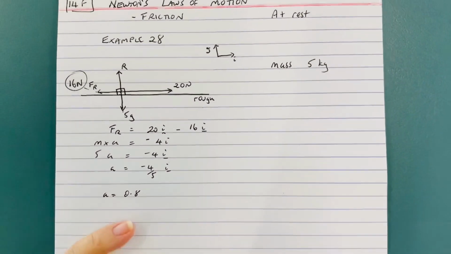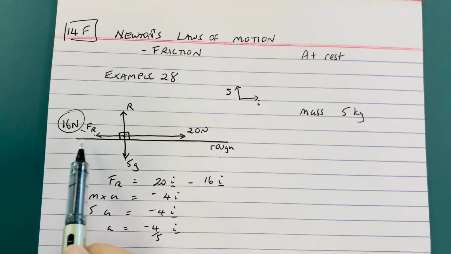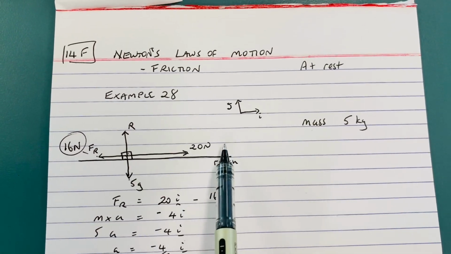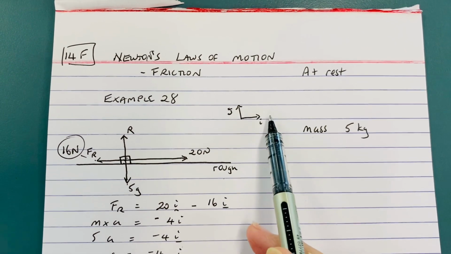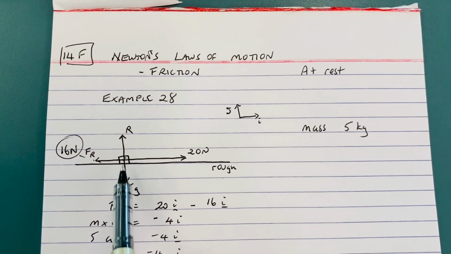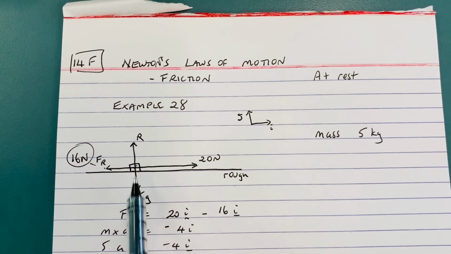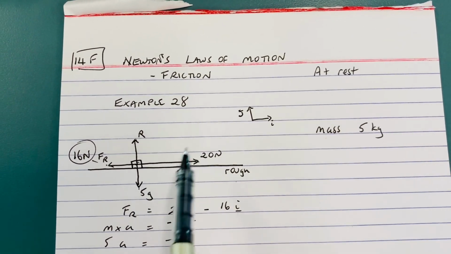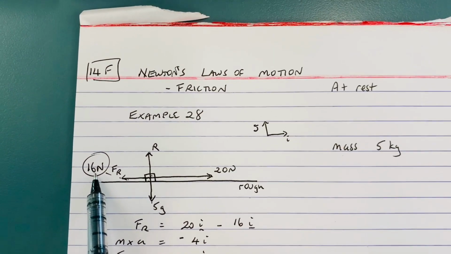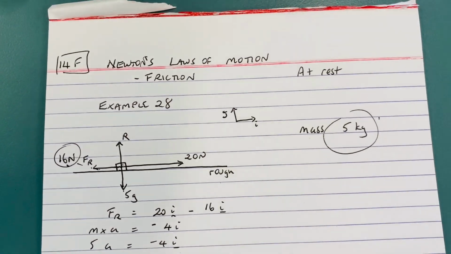So let's set this up. We're on a rough horizontal plane. We have 20 newtons going in our positive direction. We've set up our i horizontal, j vertical. Vertically, you've got your weight of 5g going down and your reaction force going up. They'll be equal. And our friction force when it's moving is 16 newtons. The mass itself is 5 kilos.